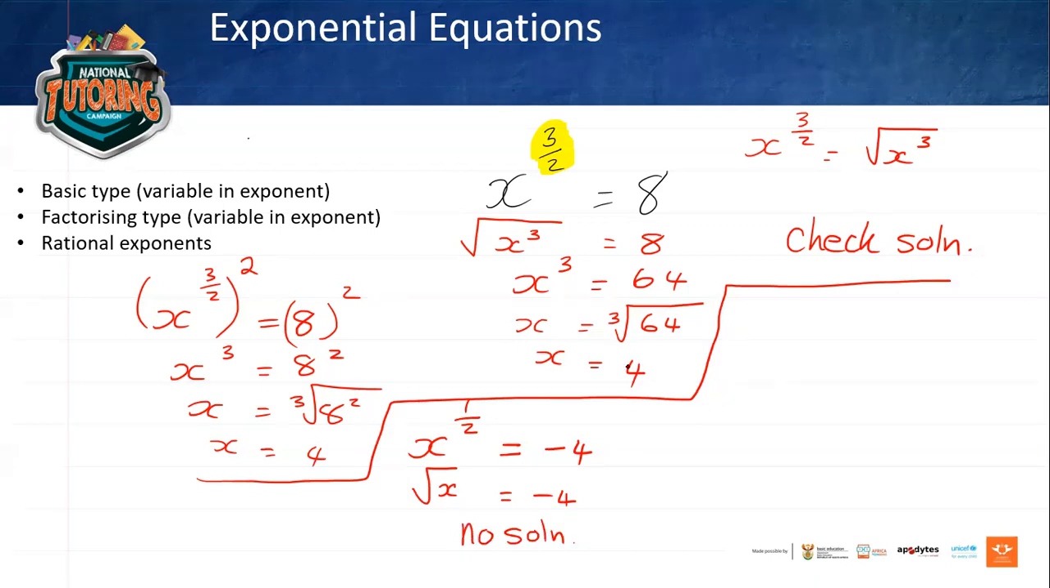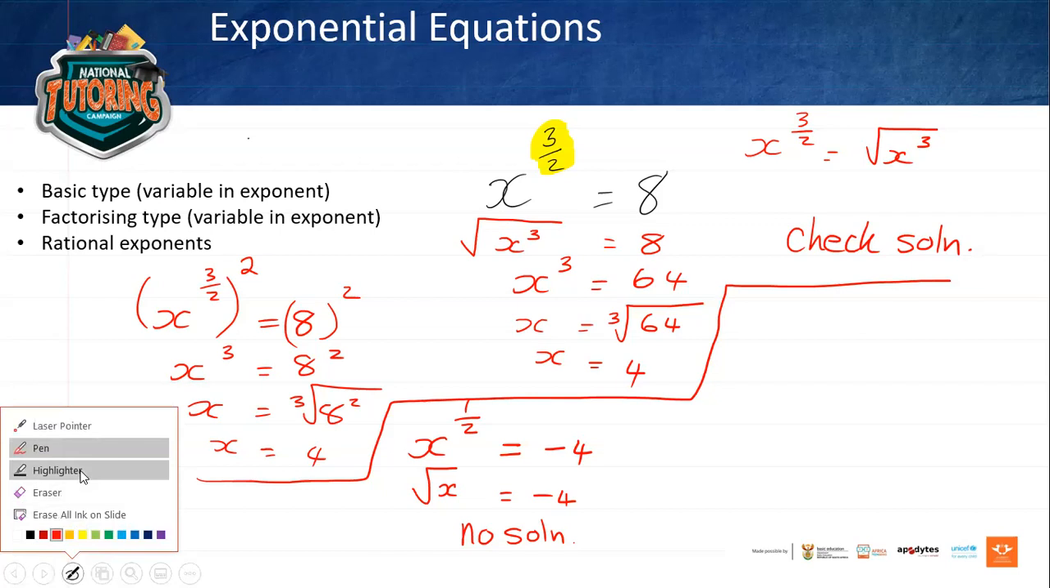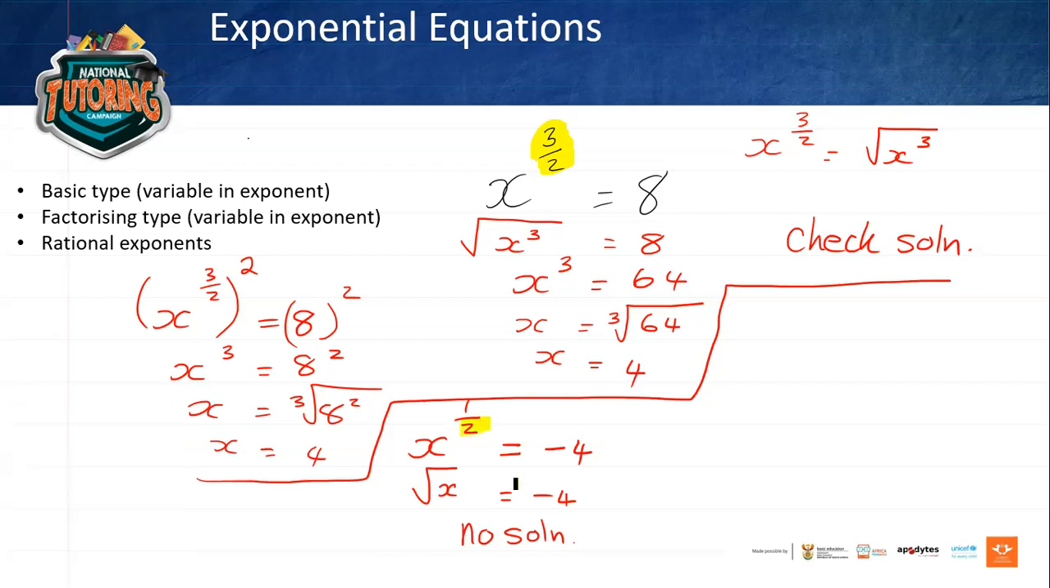So if your rational exponent has an even denominator and it's equal to a negative, there is an issue. So here, where I've got my denominator of 2 equal to a -4, that is a problem. I'm going to have no solution. We also have issues if we end up with a negative answer for x.